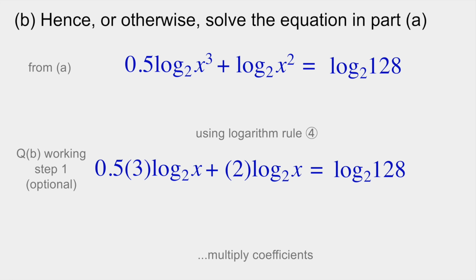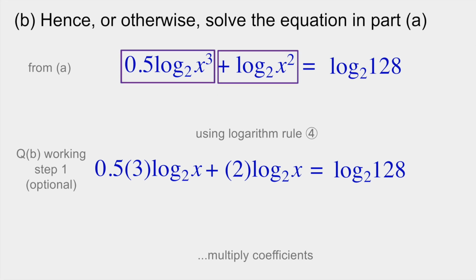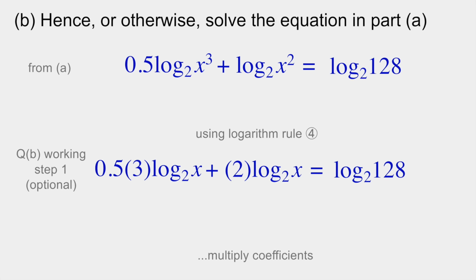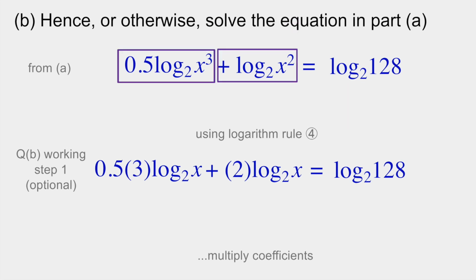Picking up my answer from part A, what I'm going to try and do now is to continue to simplify the equation as much as possible. So the first thing I could see there is that I've got these two terms containing log of x, right? And for the moment, I cannot group them because one of them has a power of 3 and the other one has a power of 2. So for the moment, these are not groupable terms.